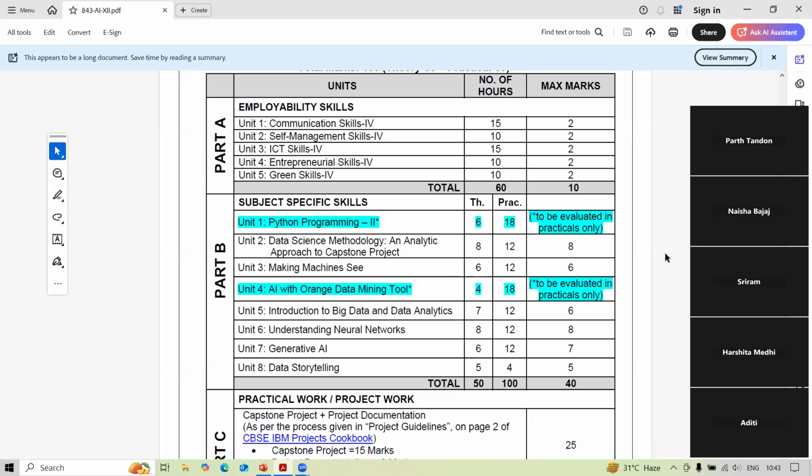ठीक है? So let's try to cover up. कल हम लोग self management करेंगे and then we move on to ICT, में थोड़ा आराम से कराऊंगी. Then we move on to unit 3, making machines see. जितना portion possible है, we'll try to cover it up in these holidays.